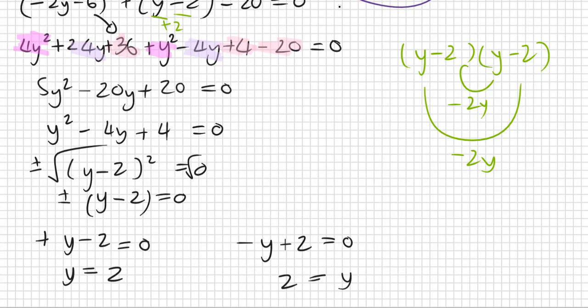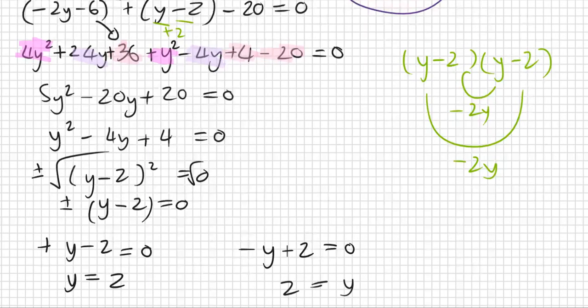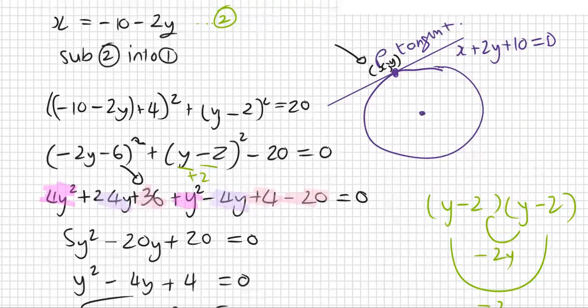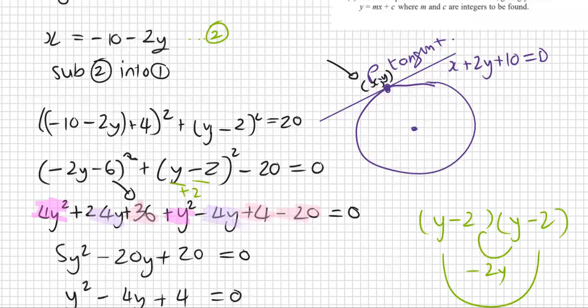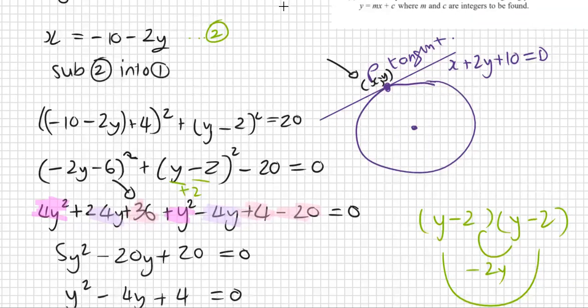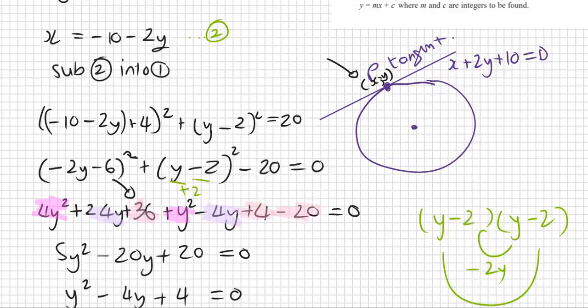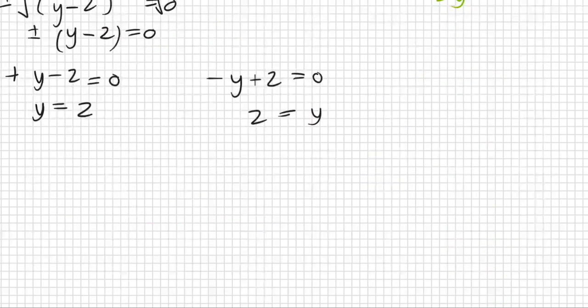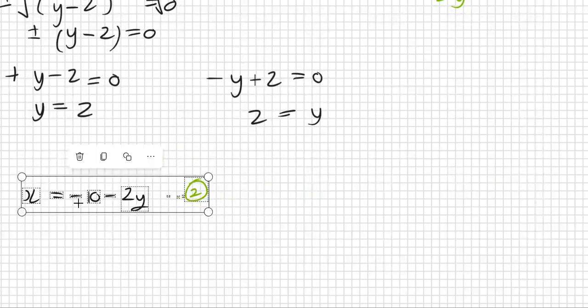What do we have? So we have y equal to 2 as our value for y. Last step for simultaneous equations is you sub that back into one of your equations. So I'm going to sub it back into equation number 2. So let's just grab that from up there. Equation number 2. Okay. There it is.